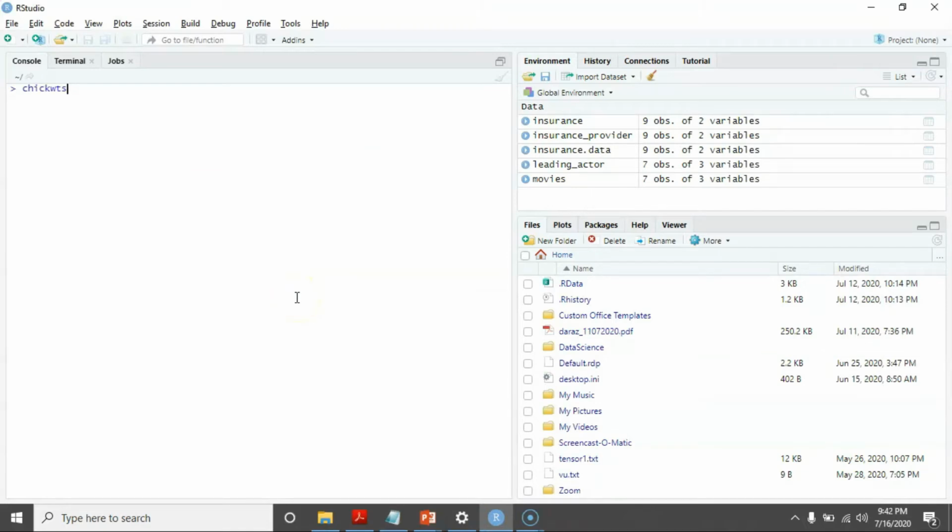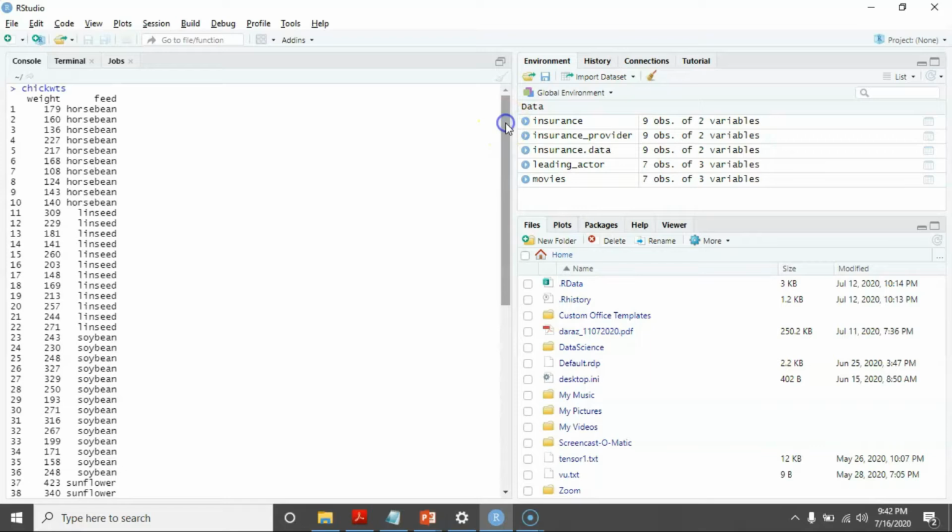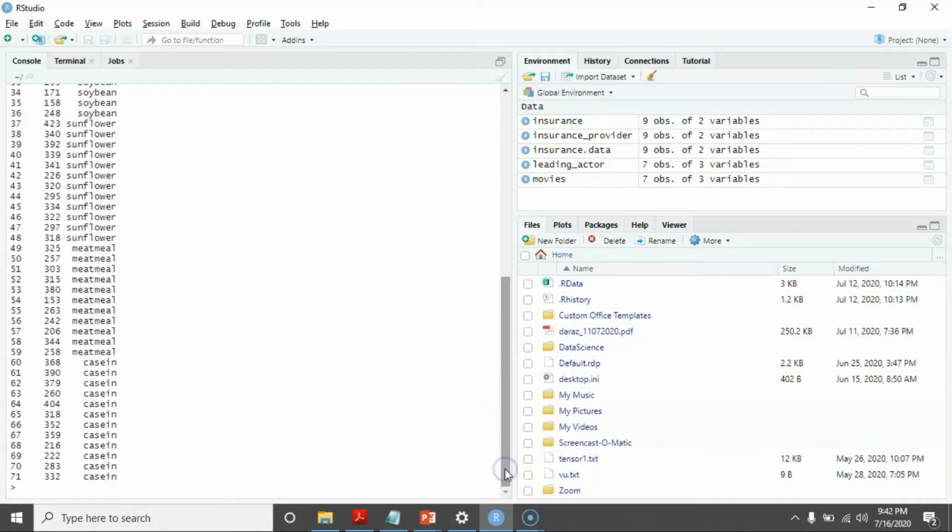Let's check. Weights is the data set. If you enter it here, now you can see this is the data set. Again, serial number, weight, and feed. So this is the same data set which we were talking about in our PDF document. Okay, so this is our data set.